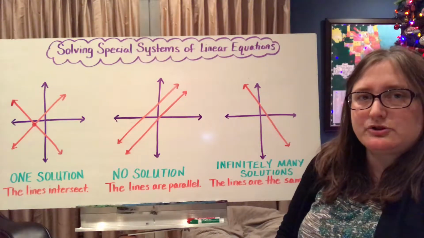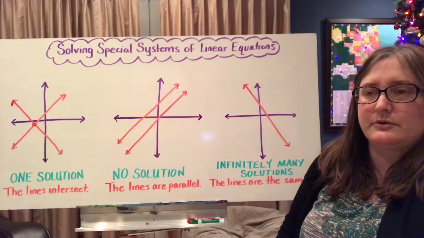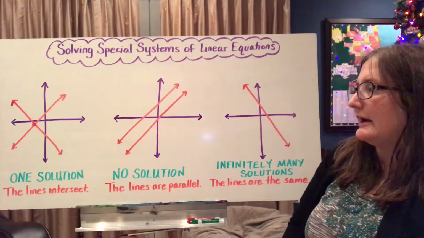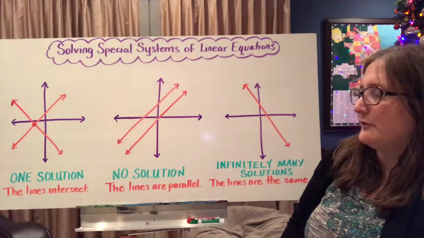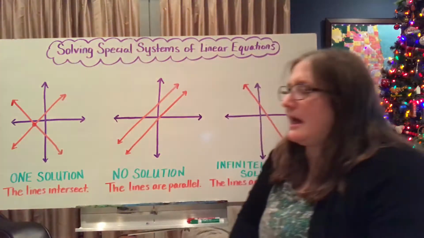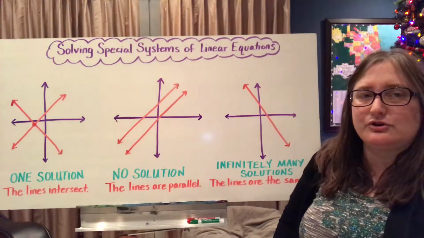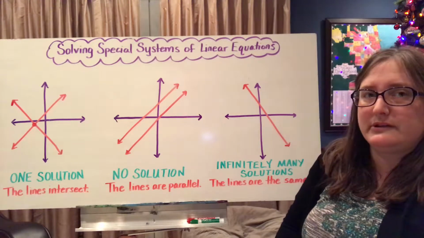Let's take a look at some special systems of linear equations. The typical system of linear equations that we've been looking at is two lines that intersect. When the lines intersect, they have one solution. There's one point where they cross over, and that solution works for both equations. So it's our one solution for the system.